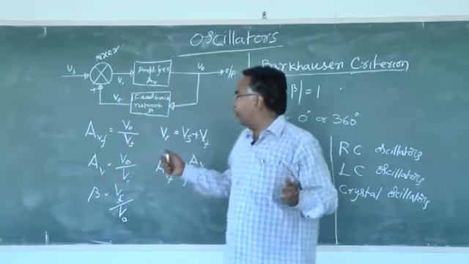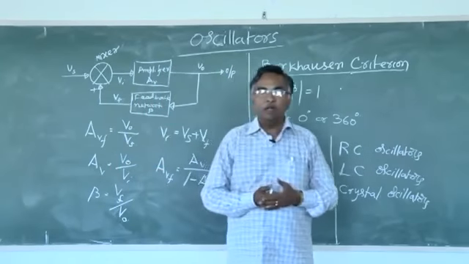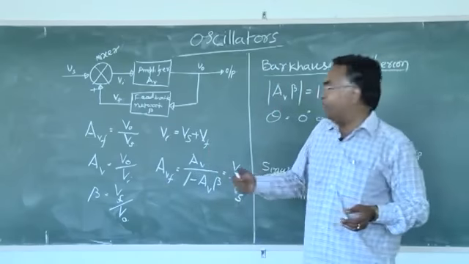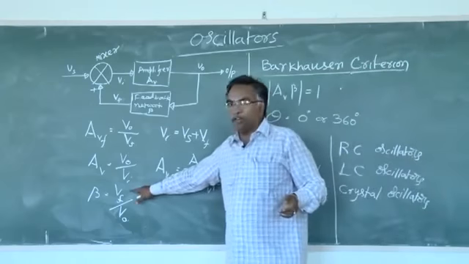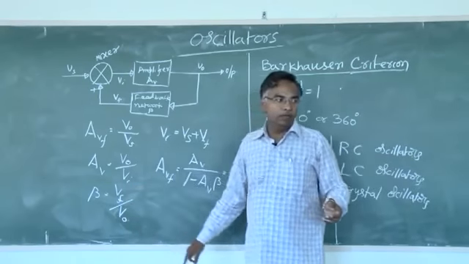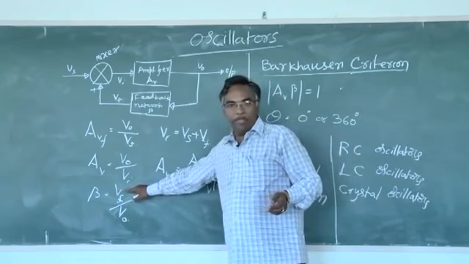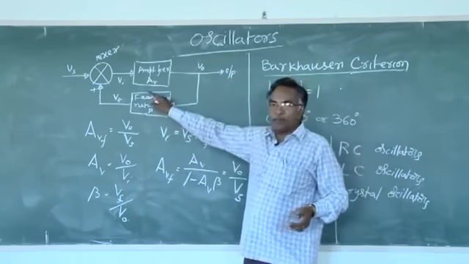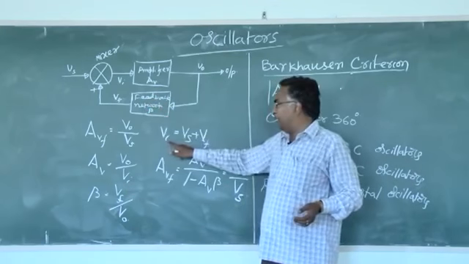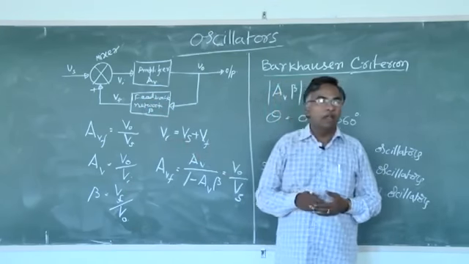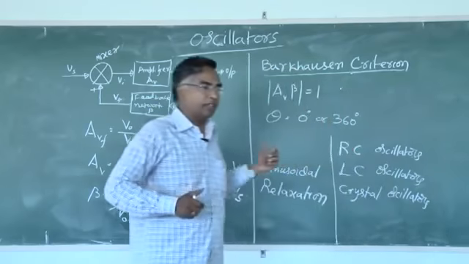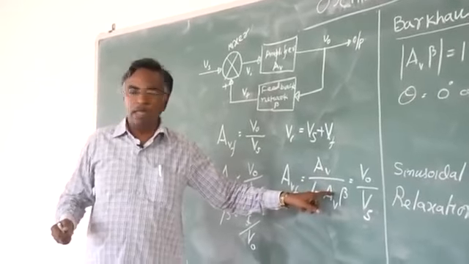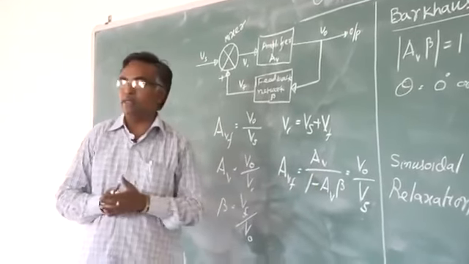Here AVF means voltage gain with feedback, which is equal to V naught by Vs. Voltage gain without feedback is V naught by Vi, and the feedback factor beta is equal to Vf by V naught. Since it is a positive feedback, Vi is equal to Vs plus Vf. After solving these equations, we get AVF equal to AV by 1 minus AV beta, which is equal to V naught by Vs.